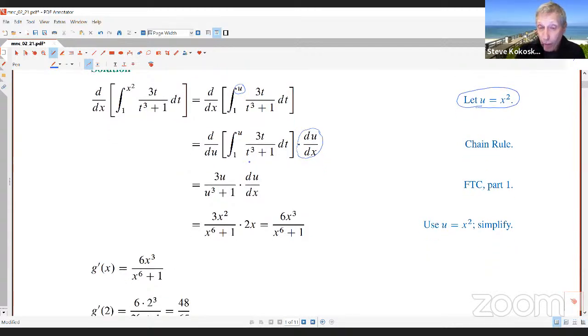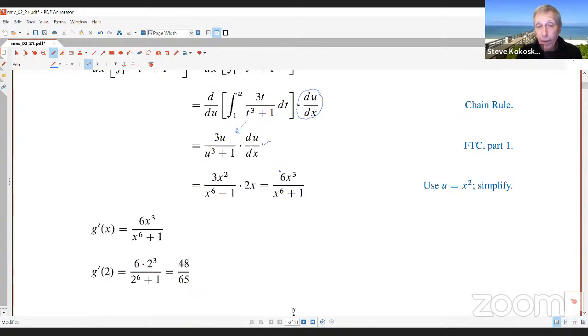Using the fundamental theorem of calculus, everywhere we see a t, we simply plug in a u. We still need to find the derivative of u with respect to x. In this next step, I let u be equal to x squared. Did I do that right? 3x squared, x squared cubed, so x to the 6 plus 1. There's the derivative of u with respect to x, and I did a little bit of simplifying. Now, I'm not done.